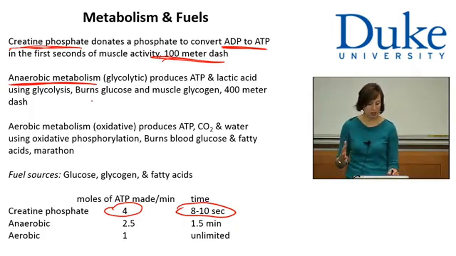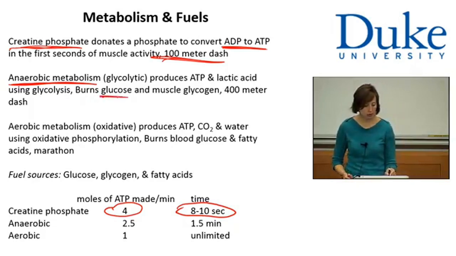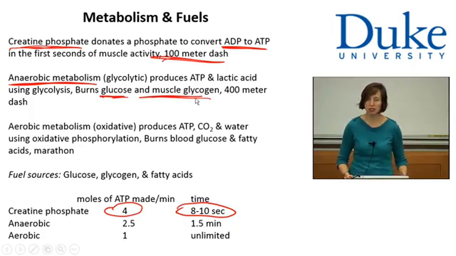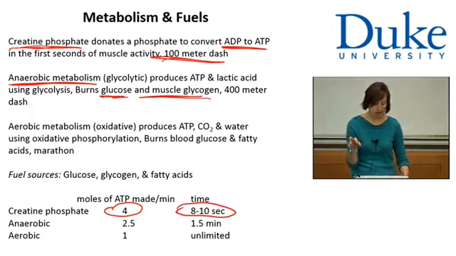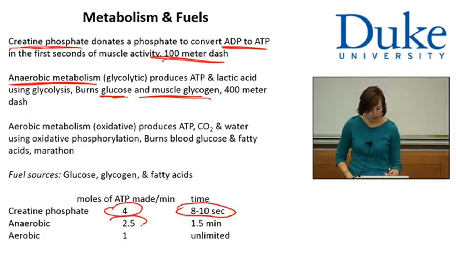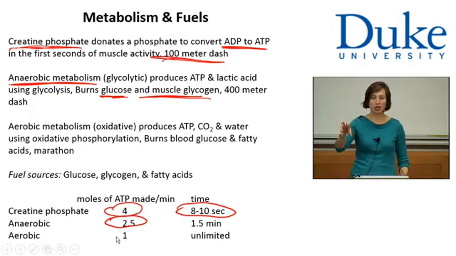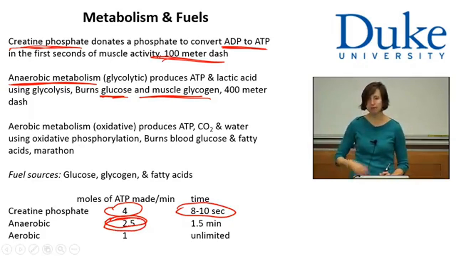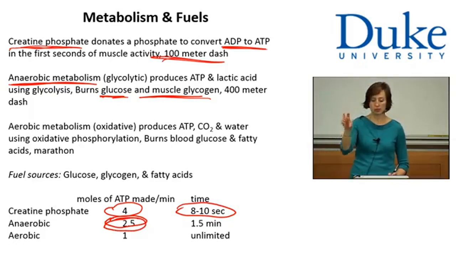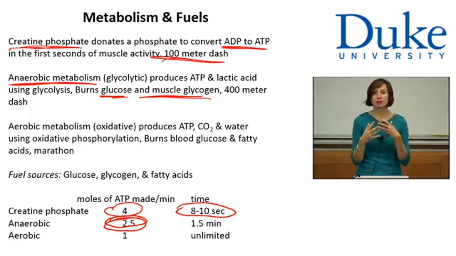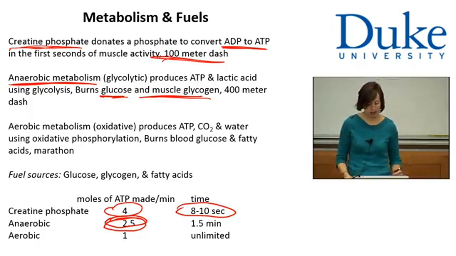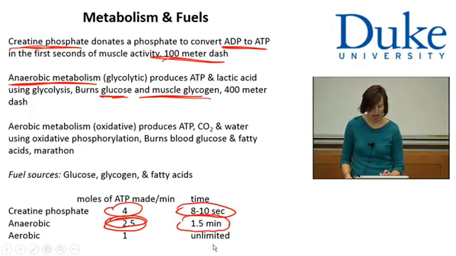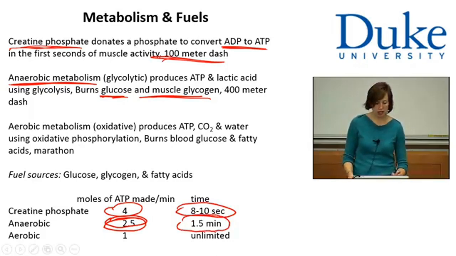So the energy source, the fuel for this will be glucose as well as muscle glycogen, which is a polymer form of glucose. It's pretty efficient because you're just using one pathway, or I should say it produces a lot of ATP per minute. So it's 2.5 moles of ATP per minute versus creatine phosphate was 4. However, there's going to be a limit to how long that process can go on, and so it will last for roughly the first minute and a half of vigorous exercise.